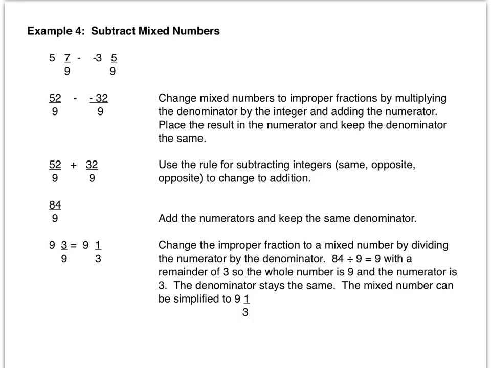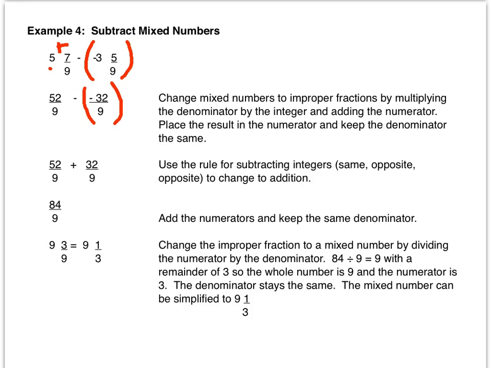In example 4, we will subtract mixed numbers. When subtracting mixed numbers, it's easiest to change the mixed number to improper fractions first by multiplying the denominator by the integer and adding the numerator. So we have 5 and 7/9 minus -3 and 5/9. To change these to improper fractions, we're going to multiply 9 times 5 plus 7. So 9 times 5 is 45, plus 7 is 52 over 9. To change -3 and 5/9, it's going to be negative. 9 times 3 is 27, plus 5 is 32, so negative 32 over 9.